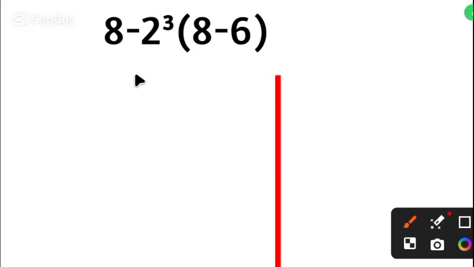Hey, this is a basic math. Let's solve it very fast. It's simple. First, let's clear this exponent.